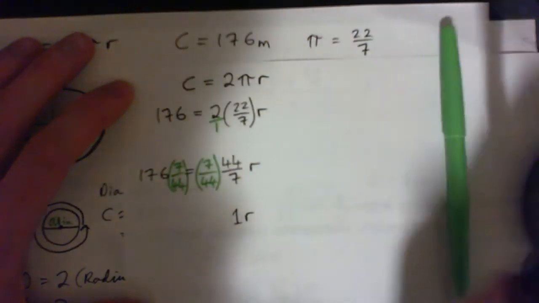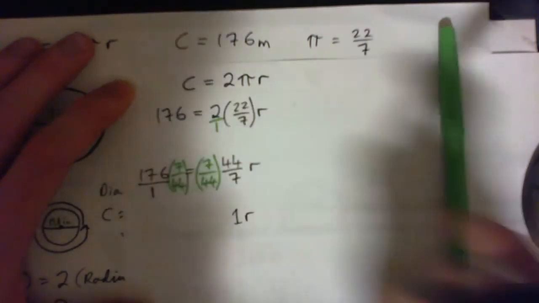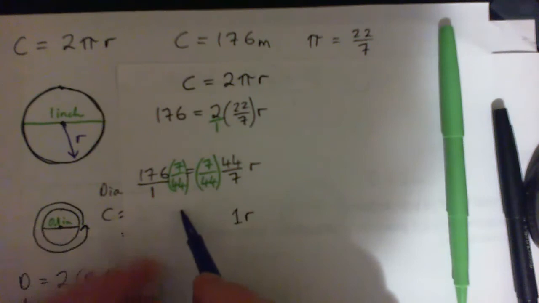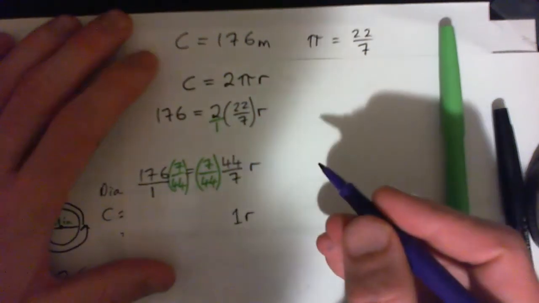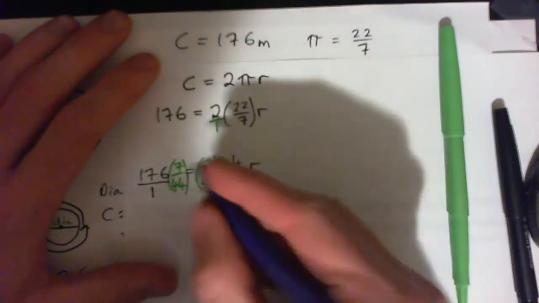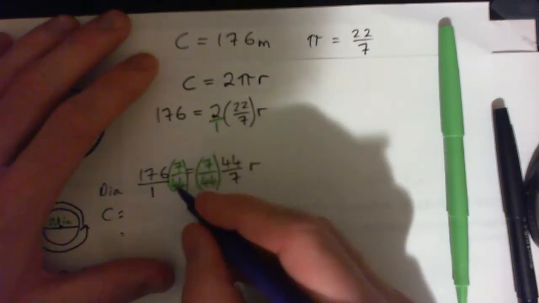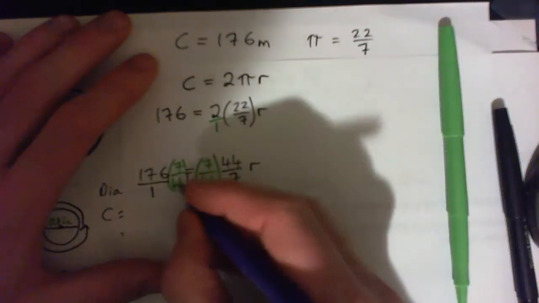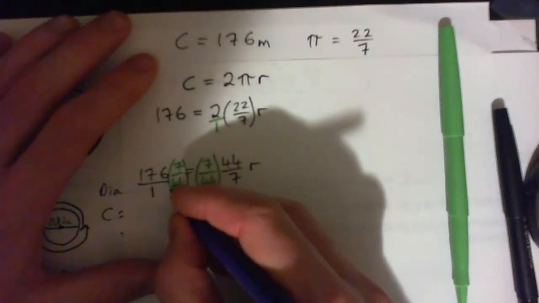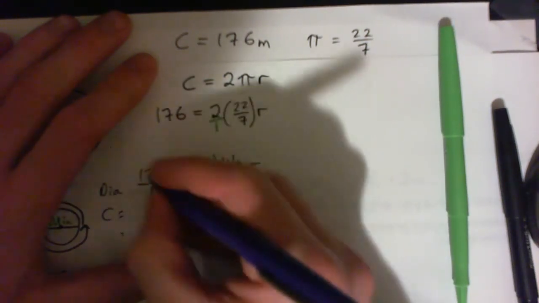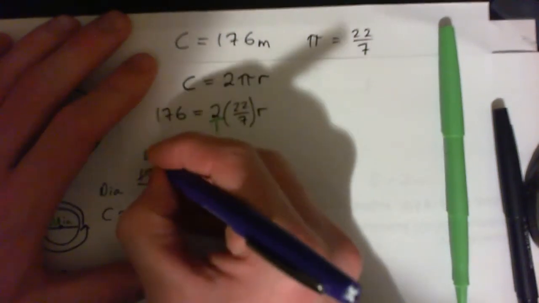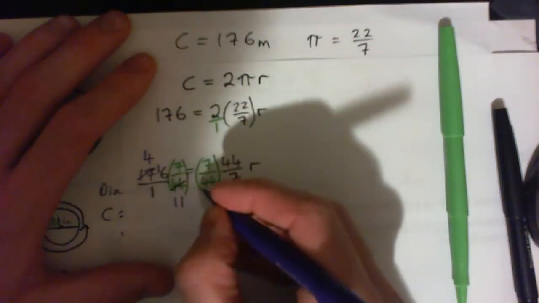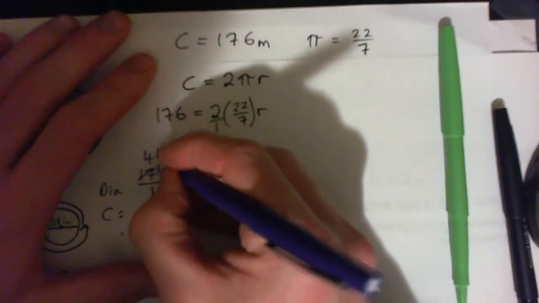You can put your 176 as 176 over 1. Now you can multiply that through and then divide with long division, but that's going to take a long time. Let's do some cross-canceling on the left. I know that 4 is going to go into 44, and I think 4 will go into 176. 4 into 44 goes 11 times. 4 into 17 goes 4 times, with a remainder of 1. 4 into 16 goes 4 times.